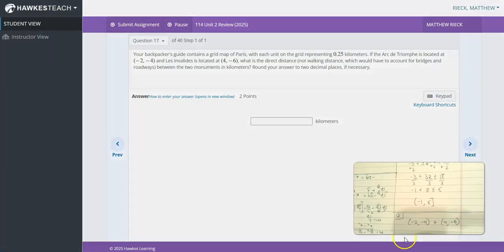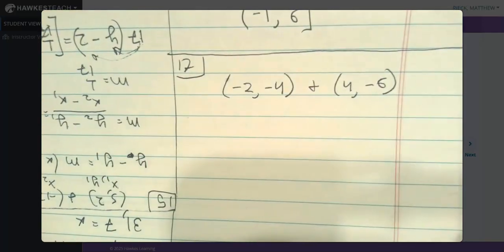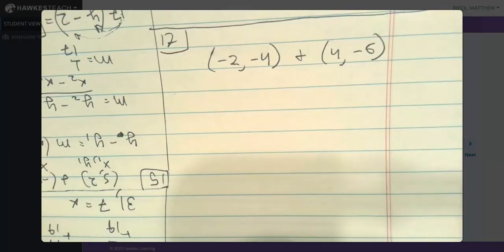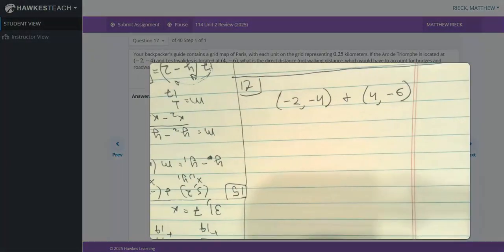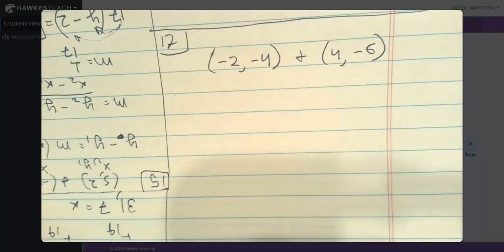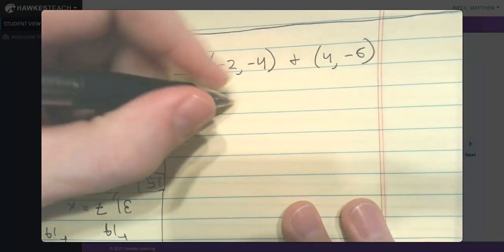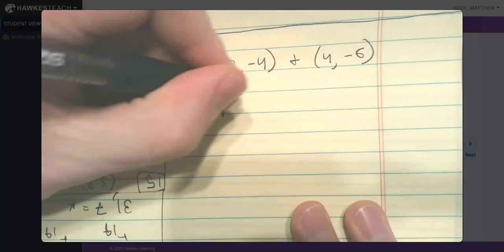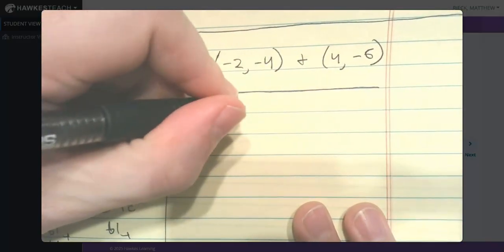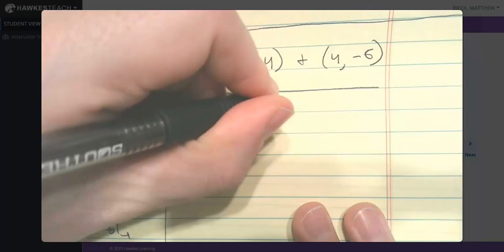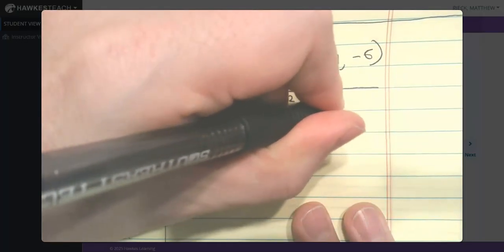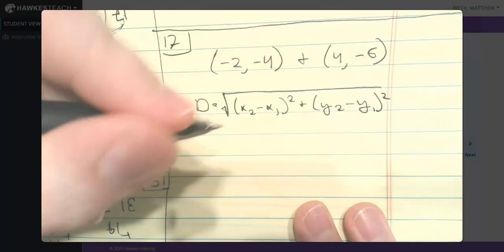All right, so our first step is we're going to find the distance between these 2 points. Now that's going to get you the unit distance. So again, each unit is 0.25 kilometers. So once we find the unit distance here, we're going to have to multiply by 0.25 to figure out the kilometers there. But the first thing we can do is find the distance here. So again, the distance formula is the square root of x2 minus x1 squared plus y2 minus y1 squared.